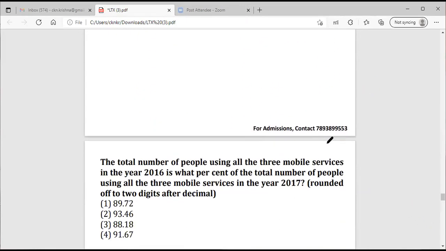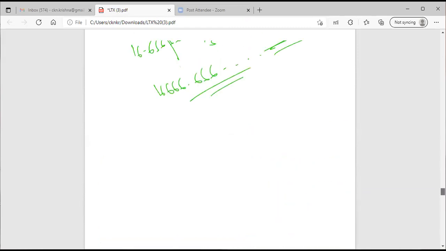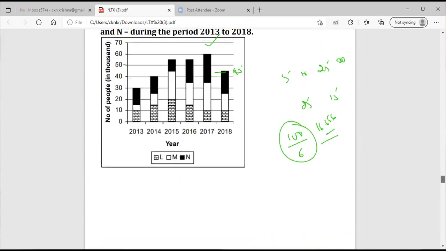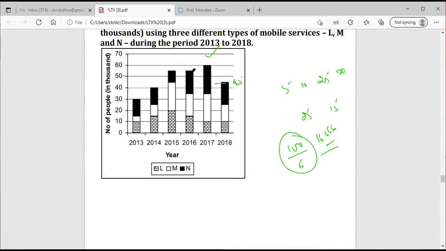The total number of people using all 3 mobile services in the year 2016 is what percent of the total number of people using all 3 services in 17? Rounded off to 2 digits after decimal is what? 2016 is what percent of total people using 2017? ఈ డేటా చూడండి. 2016 ఈ వాల్యూ 55 దగ్గర ఎండ్ అయి ఉండే. 2017 వాల్యూ 60 దగ్గర ఎండ్ అయి ఉండే. ద వాల్యూ ఈజ్ 11/12. హేనా?